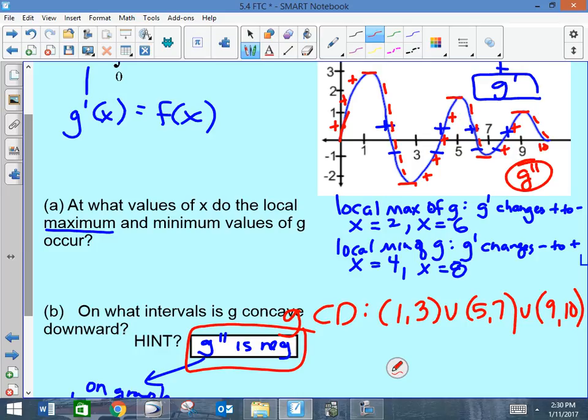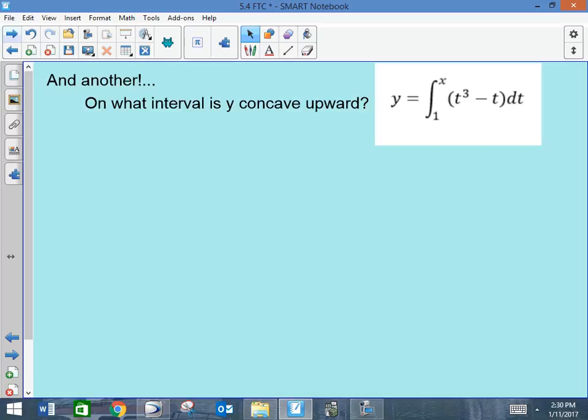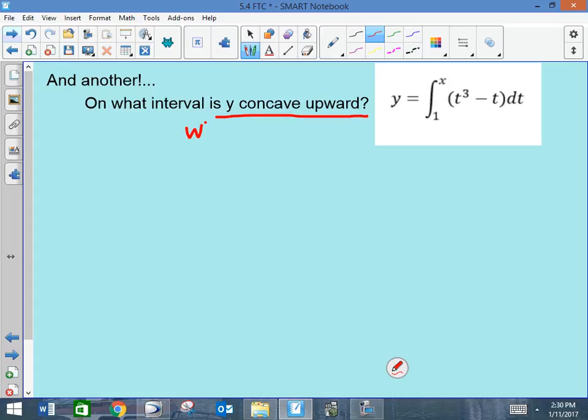So be careful, be clear. You're talking about G, you're talking about F, and it will get a little nutty for you, but just keep working at it. All right, concave upward. We kind of already did this with a new function. What do I want to do? Concave up. When? What do I know? Y double prime is positive. Okay. So tell me what Y prime is, Molly.